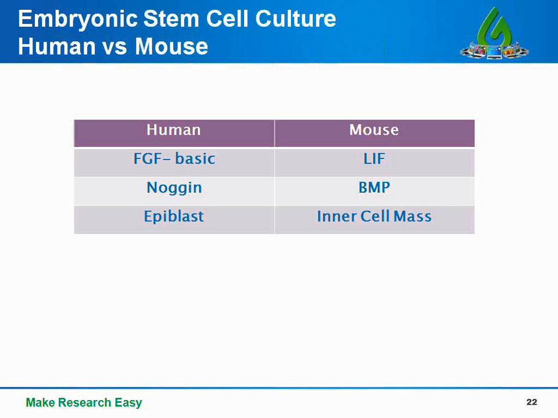So this is just a quick review of the differences between undifferentiated expansion of human versus mouse embryonic stem cells. As we said, with human, you're going to want to culture your cells with FGF basic, and you'll want to use noggin to inhibit BMP pathways. Now with mouse, to expand undifferentiated embryonic cell lines, you're going to want to culture with LIF, and some studies have suggested that actually including BMP protein will help expand undifferentiated mouse embryonic cells.